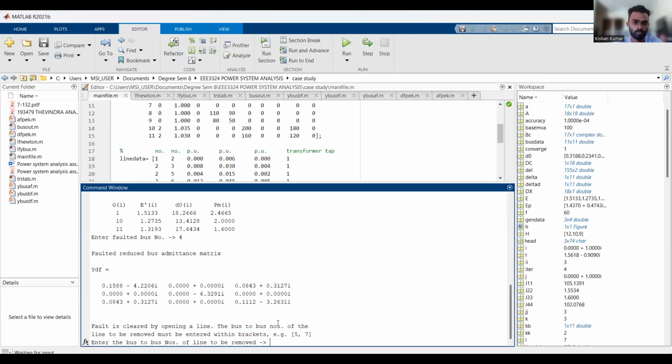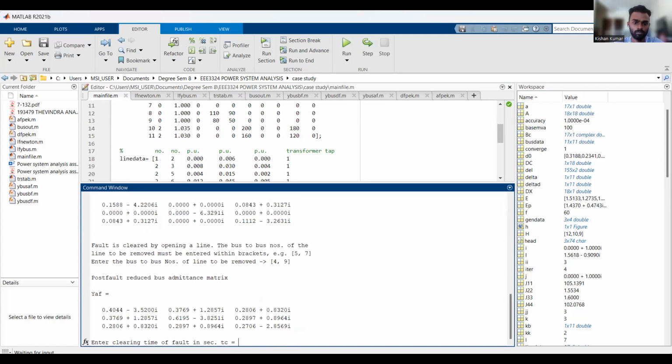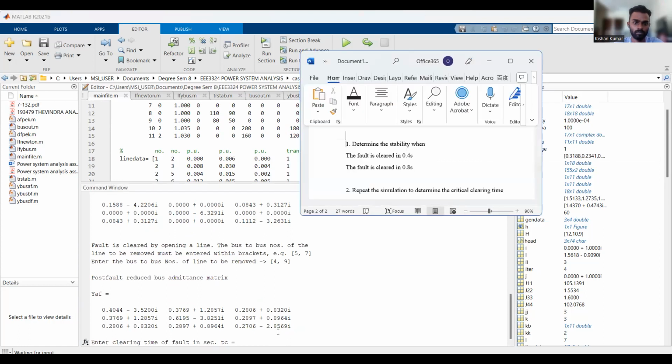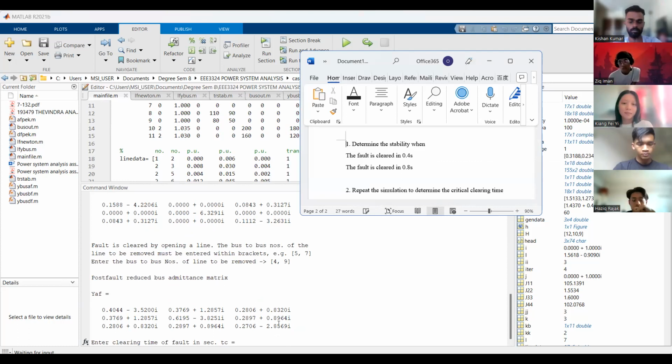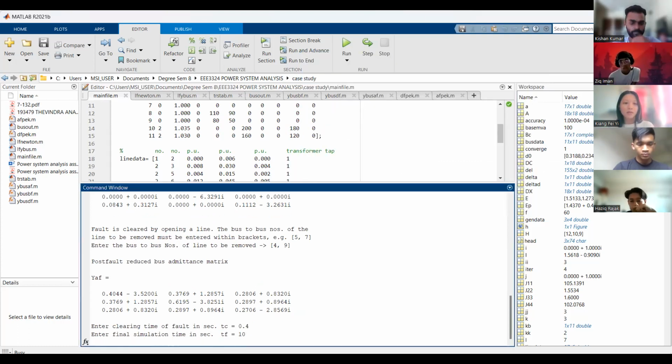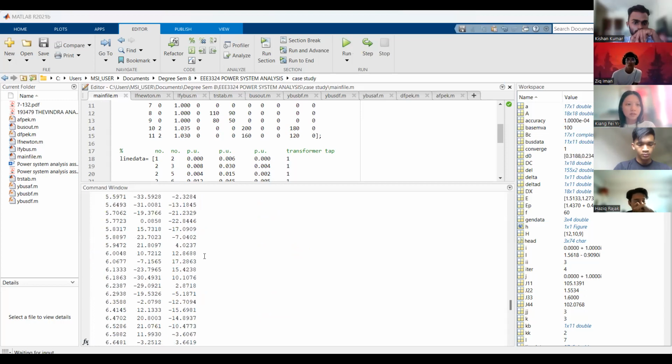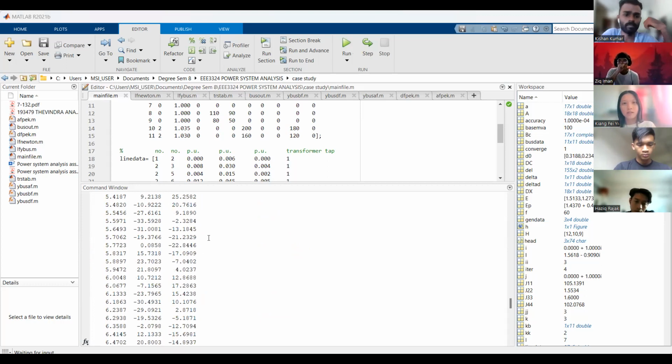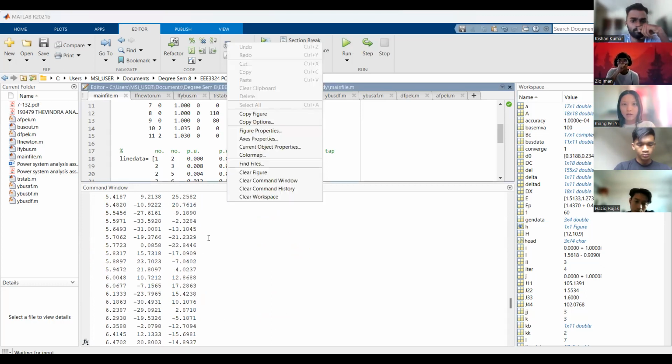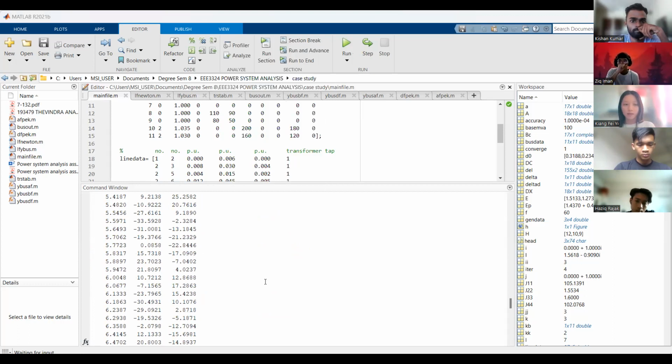First, we have to remove the lines mentioned in the journal, which is 4, 9, and then we want to determine the fault cleared in 0.4 seconds. So this is the result printed out in MATLAB, and we have included this in our report. And this is the graph we obtained.